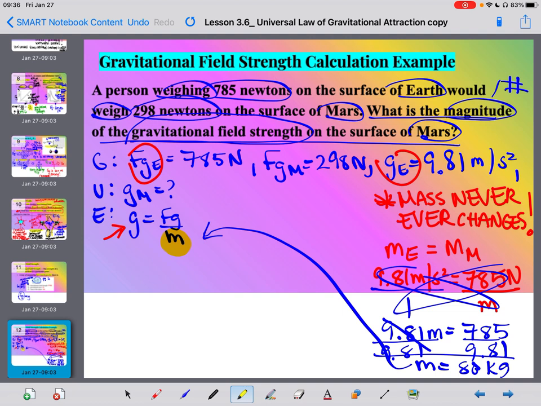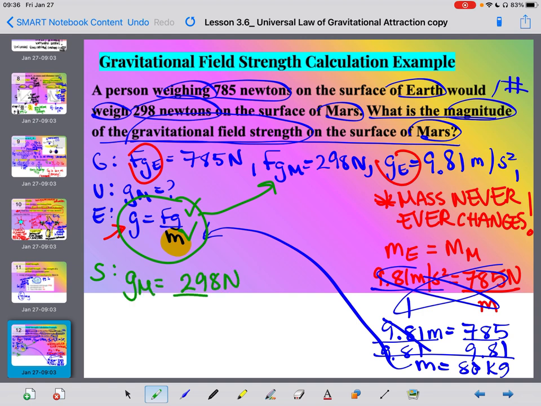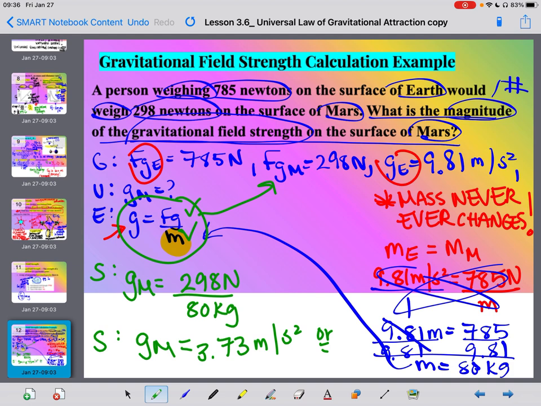And now I can utilize my Mars information. Right? So I'm going to utilize this. m I have, great. Fg on Mars, perfect, right there. So gM equals 298 newtons divided by 80 kilograms. The gravitational field strength on Mars is equal to 3.73 meters per second squared, or, because this is another way you can write it, 3.73 newtons per kilogram. Both would be acceptable, okay?